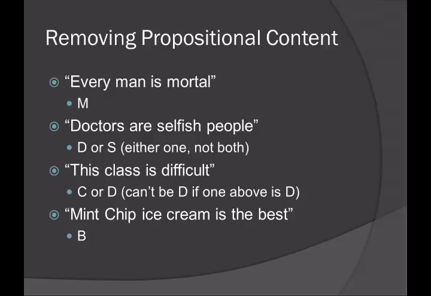And then we can do mint ice cream is the best. We might go with B for that. Since we used M for every man is mortal above, we might go with B for that. Okay? That's how to handle single simple propositions. So if I gave you a form with a bunch of single simple propositions, you just choose a capital letter to represent every single one of those propositions. That's it. This is not rocket science.